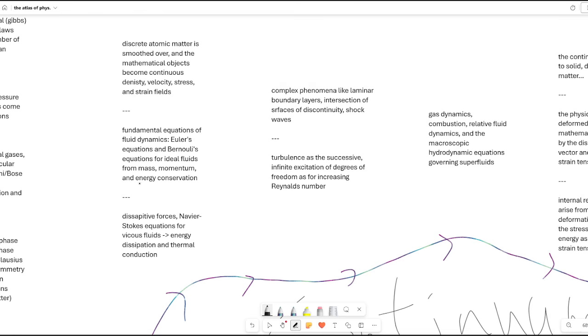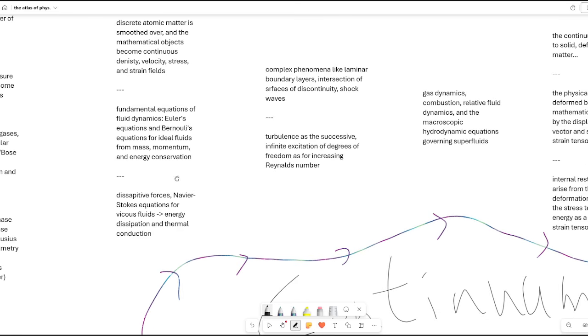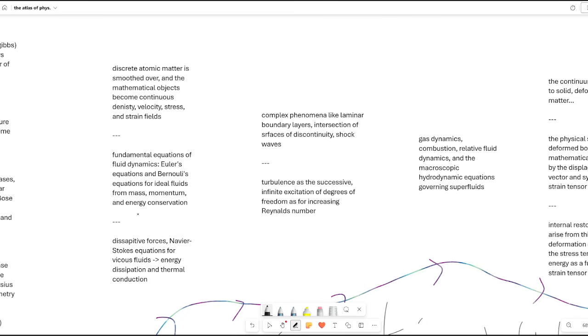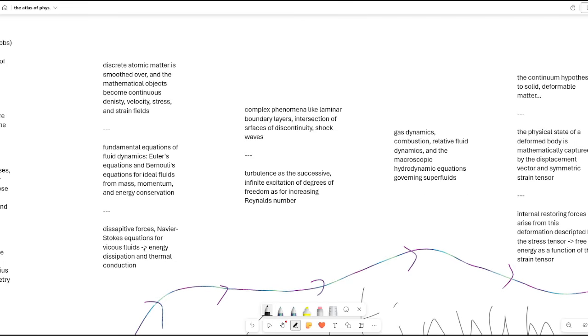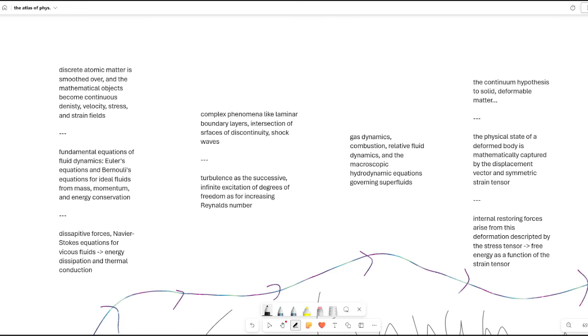Again, this always comes back. Except this is mass conservation. So this is because we're going to be working with velocity fields instead for describing more of the fluids. Dissipative forces, Navier-Stokes equation for viscous fluids, and energy dissipation for thermal conduction. There are complex phenomena like laminar boundary layers.